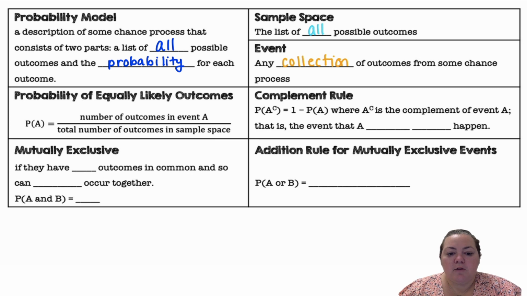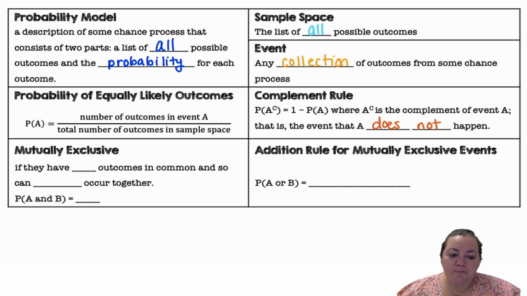The probability of equally likely outcomes. The probability of A is the number of outcomes in event A divided by the total number of outcomes in the sample space. This is only if all of the events are equally likely. The complement rule: the probability of A complement, that little exponent C stands for complement, is 1 minus the probability of A, where A complement is the event that A does not happen.